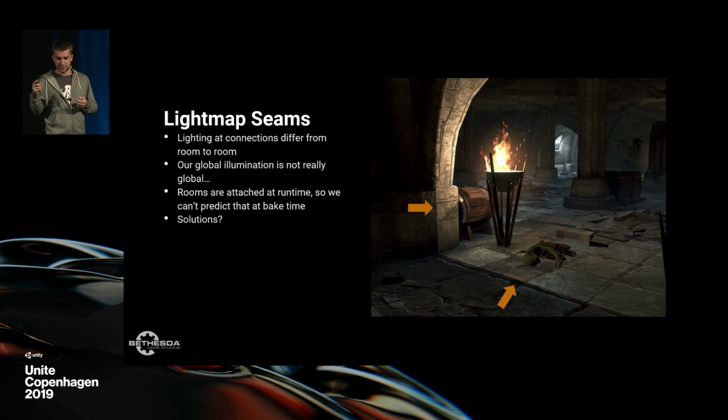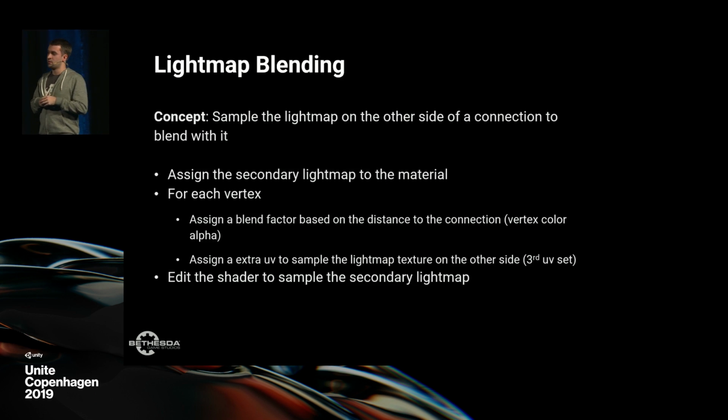And this runtime solution is Lightmap Blending. The goal here is rather simple. What if we could just blend both sides, both light maps on each side of the connection together, so that at the connection, it's a perfect 50-50 blend, and then we fade out that blend based on distance. It would make that seam disappear. But to get that, we need a few things. We need a second light map for the other side, so each side needs the other side's light map to blend with it.